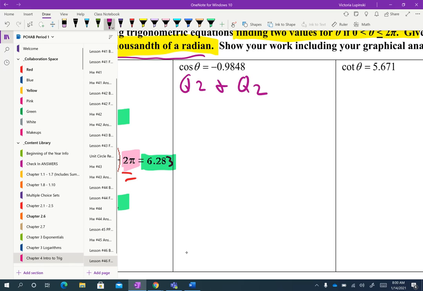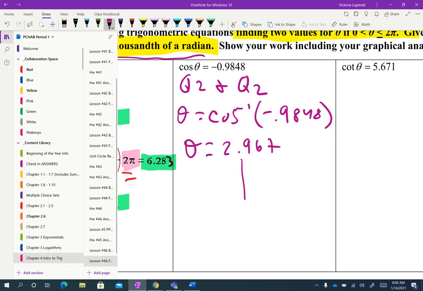In order to solve for theta, again, you're going to do the inverse cosine of negative 0.9848. Very carefully in your calculator, again, you're going to do second cosine, negative 0.9848. That is going to give you an answer of theta equals 2.967.